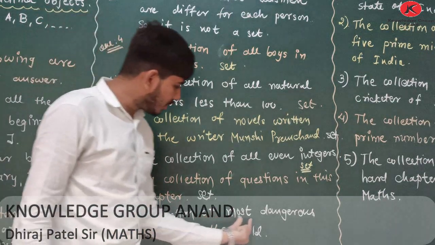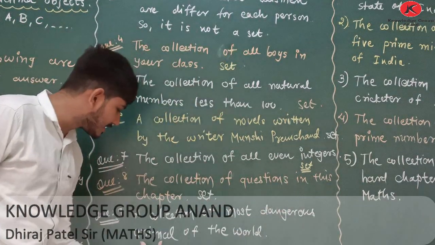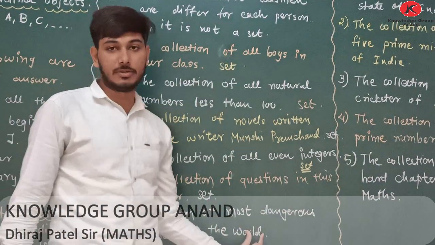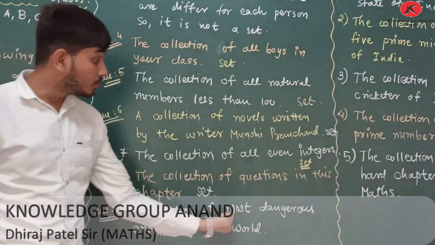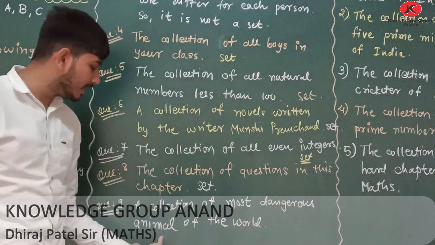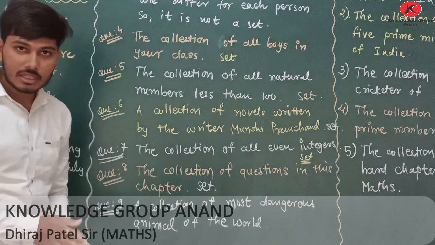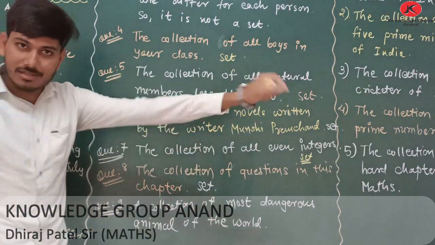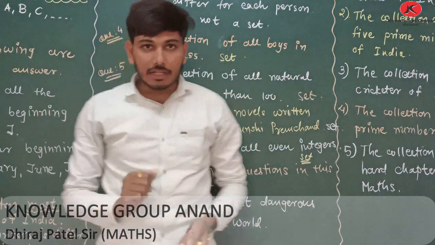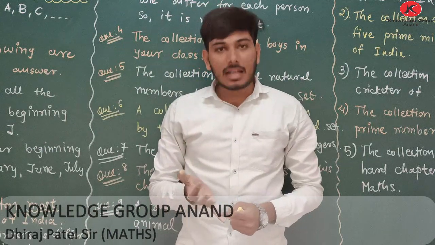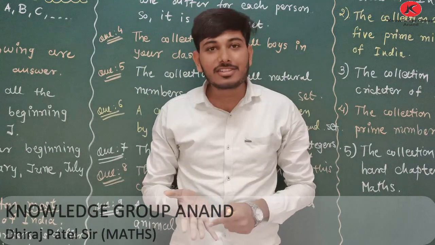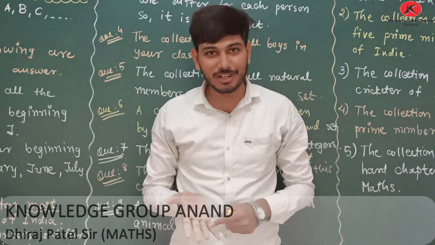Okay? Now, question number 9. A collection of most dangerous animals of the world. There are many dangerous animals in the world. Tiger, lion, dogs. Some dogs are dangerous for us. Okay?